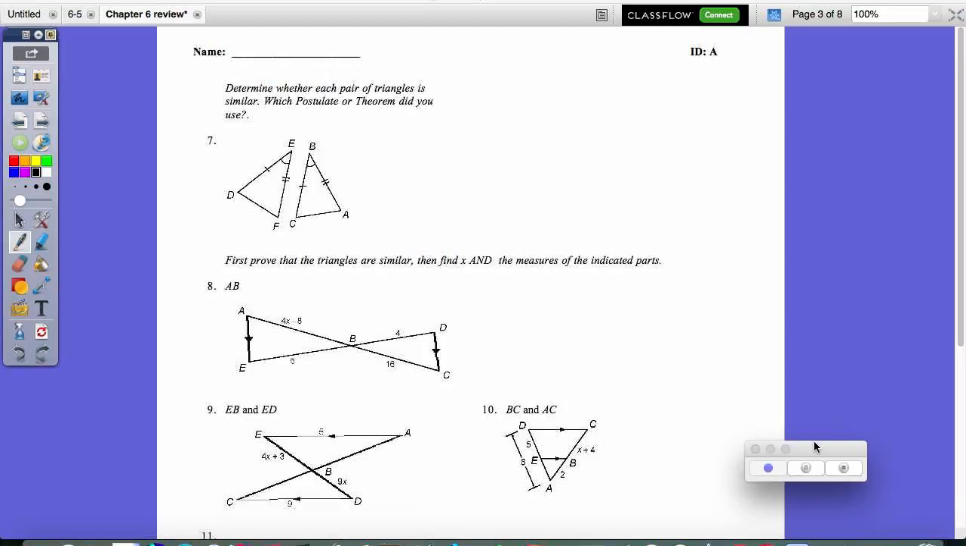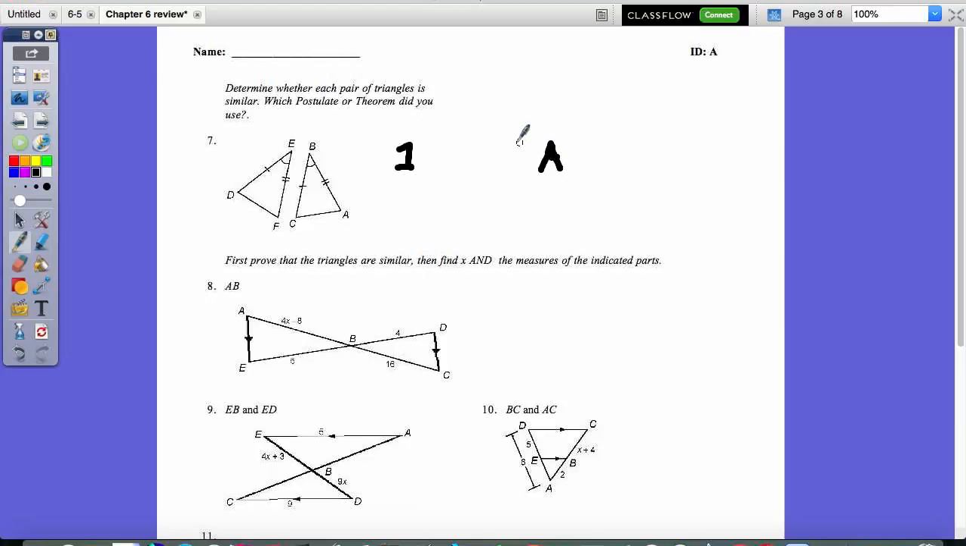Determine whether each pair of triangles is similar. Which postulate or theorem did you use? So here we have 2 sets of corresponding angles that are similar side ratios because they are congruent. So they actually have a ratio of 1. And the included angles are congruent. Technically, this is side-angle-side congruence. But side-angle-side similarity also works because they want to know whether the pair of triangles is similar. So that's why it is side-angle-side similarity.